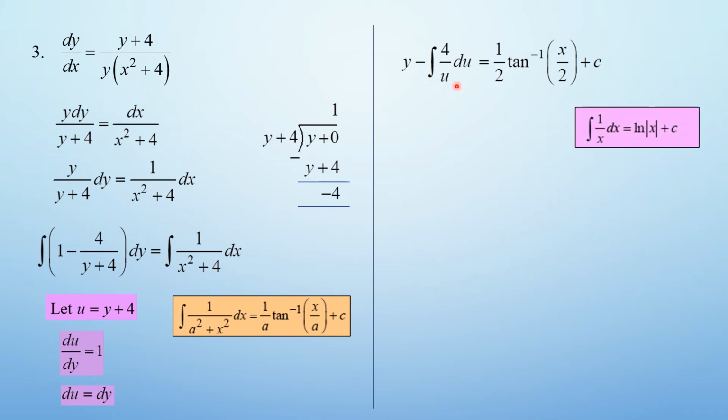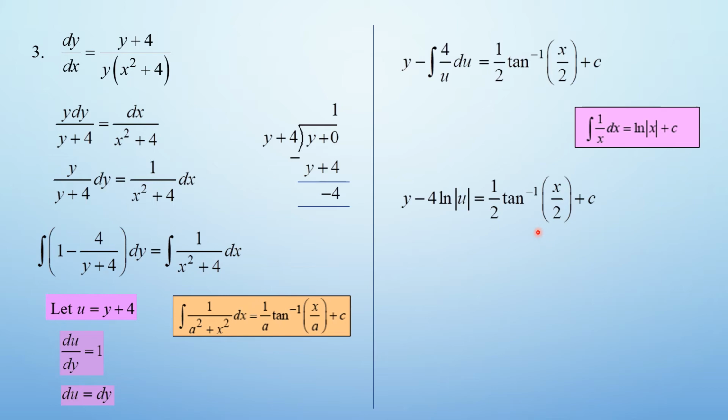Integration of 4 over u du, we can apply the formula of integration of 1 over x dx, which is ln of absolute x plus c. So we have a constant 4. So 4 multiplied by integration of 1 over u. And therefore, integration of 1 over u is ln of absolute u plus a c. So we write y minus 4 ln of absolute u, and on the right side is the same as before.